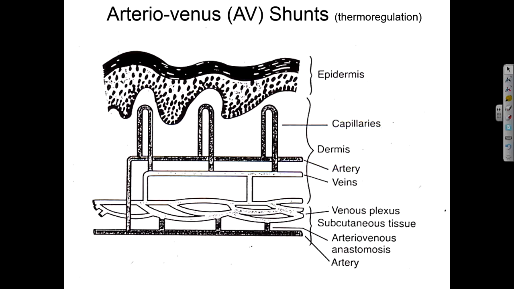So you can see if blood flows right up to the surface into the papillary layer, that's going to help cool the body. If you close this off and you keep blood down here at the deeper level through an AV shunt, it's going to restrict evaporative cooling. You'll stay a bit warmer.